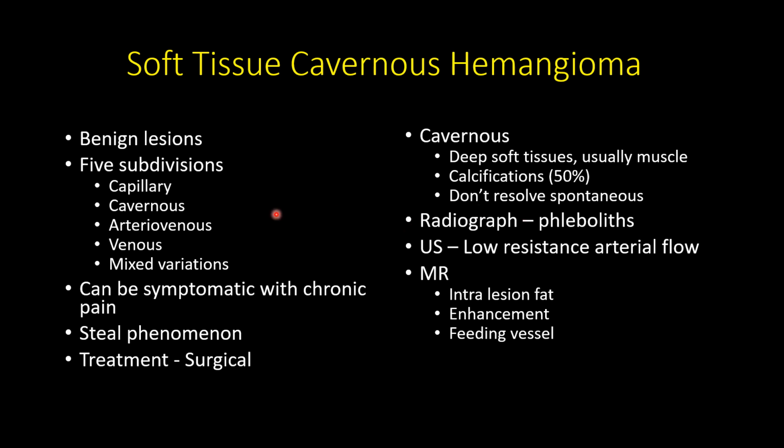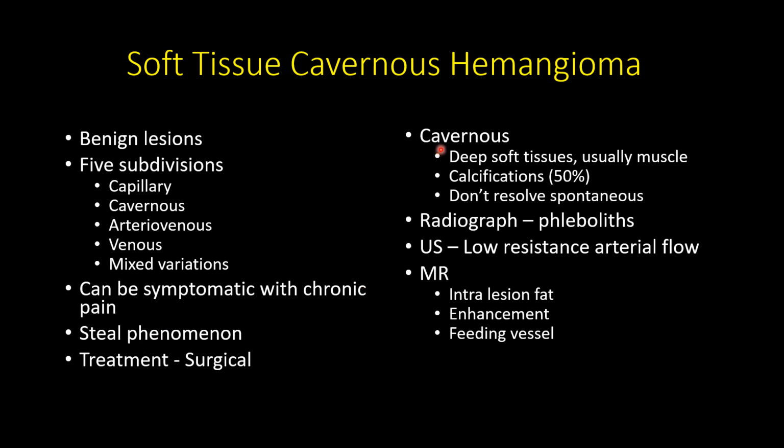Soft tissue hemangiomas can be symptomatic with chronic pain and is usually related to the size of the lesion. Some of the complications clinically can be steal phenomenon when the lesion is stealing the blood supply from other important organs. In cavernous hemangioma specifically, this can occur when a patient exercises because they are within the muscle. The treatment is surgical, especially if they're symptomatic.